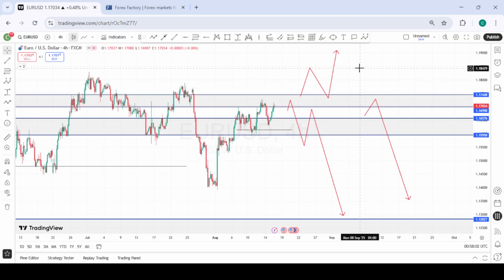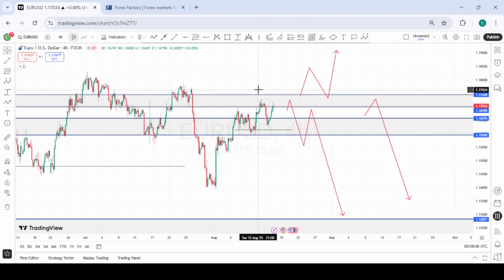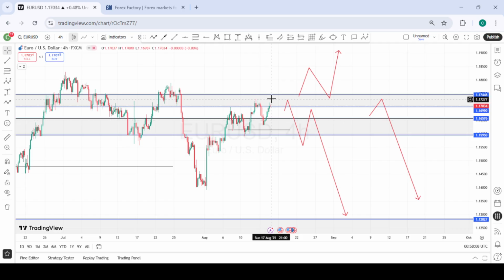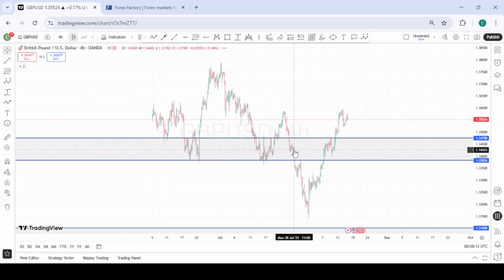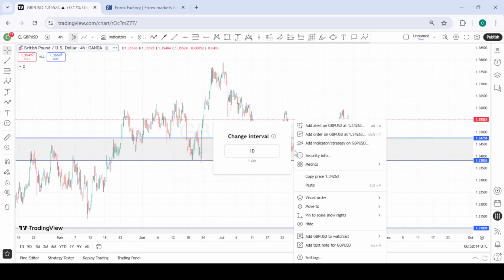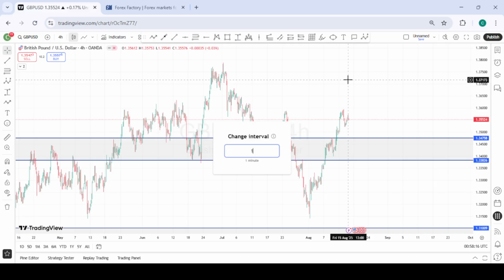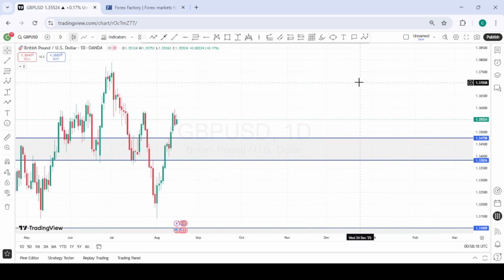So I'm very neutral on EURUSD now. We just have to allow price to develop some more and give us more confirmations to go to the downside. So on to GBPUSD. These are the two possible scenarios for GBPUSD.